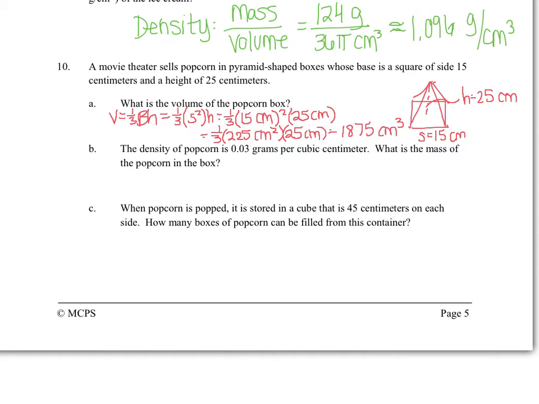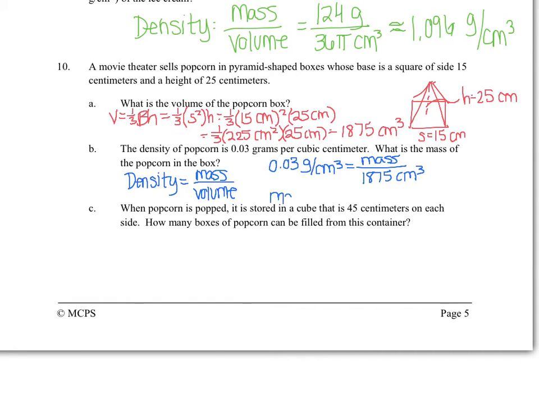Part B says the density of popcorn is 0.03 grams per cubic centimeter. What is the mass of the popcorn in the box? Well, we know that density equals mass divided by volume. Our density is 0.03 grams per cubic centimeter, and that's going to equal mass divided by our volume, which we found in part A to be 1,875 centimeters cubed.